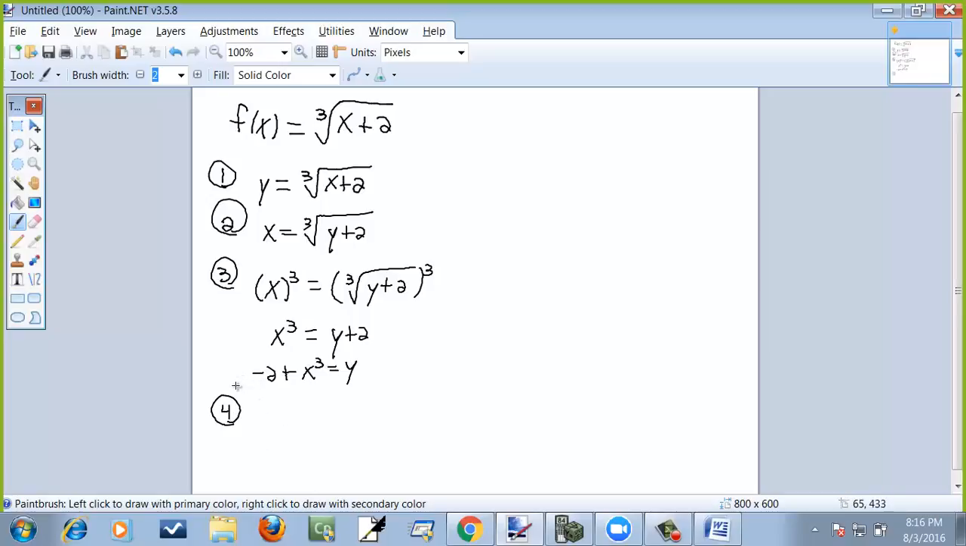Step 4, replace our y with our inverse notation. So we've got the inverse of f of x is equal to, and I'll flip those around actually, x to the third minus 2. And that would be our answer.